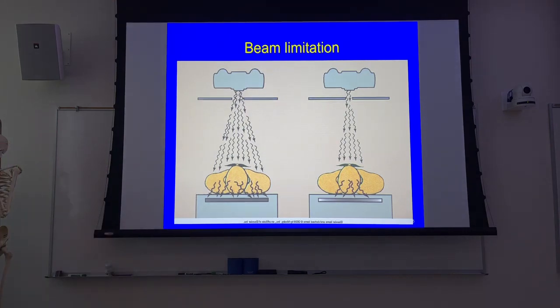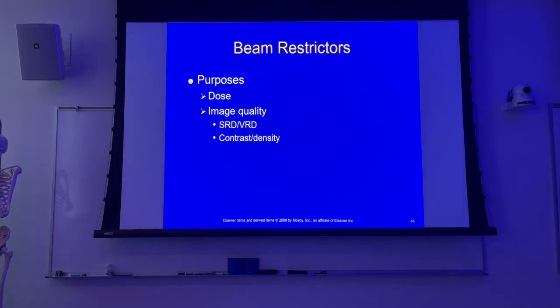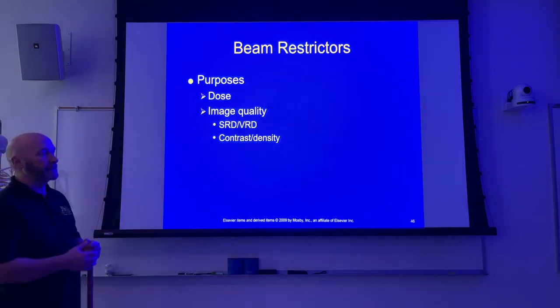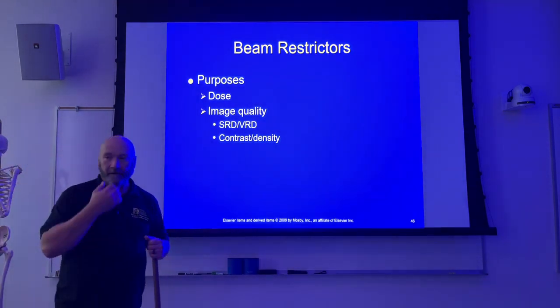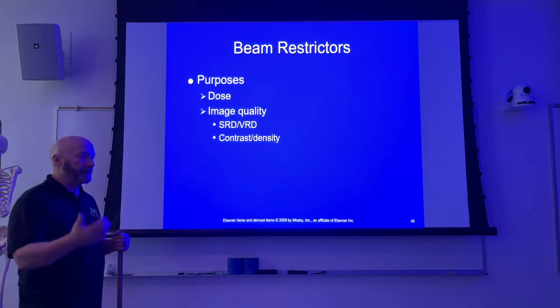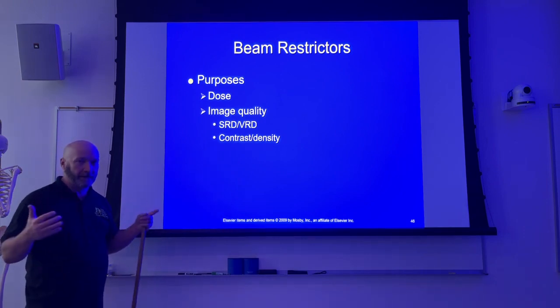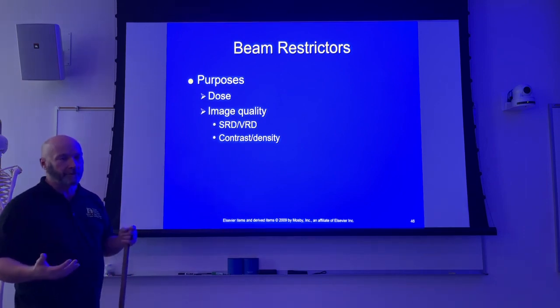As we increase collimation, our scatter creation decreases. So beam restriction, that's what collimation is, beam restriction. It's not focusing the X-ray beam. And you usually have a person or two into their sophomore year that gets it in their mind that we focus the X-ray beam, and we're not.